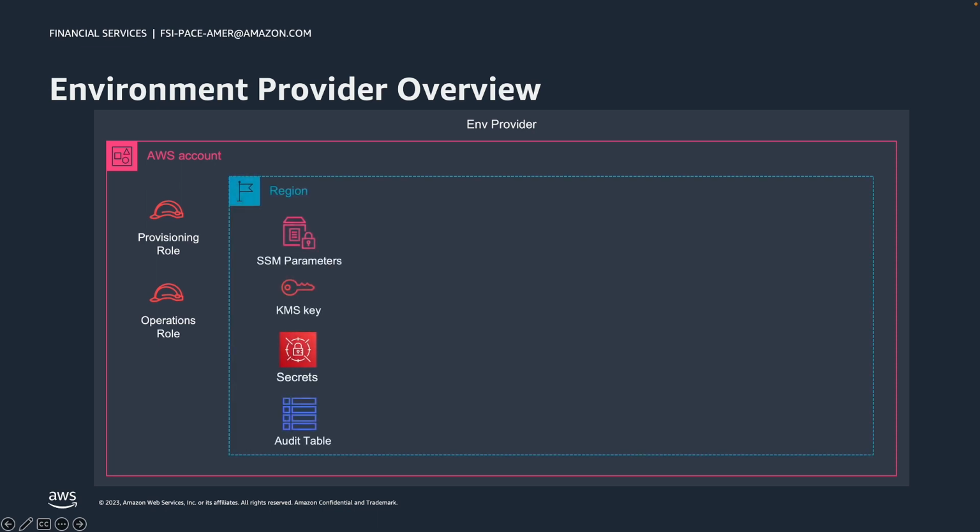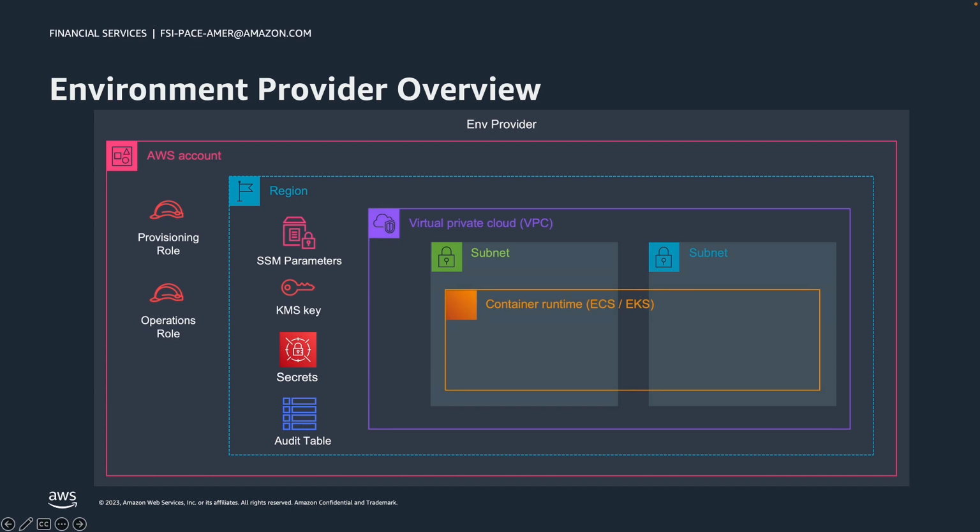An environment provider will also contain region-specific resources. SSM parameters will contain configuration information about the environment, secrets manager stores any secrets, and KMS keys are used for encrypting data. There's also an audit table created for the environment provider, which is used to store audit entries, capturing actions performed against the resources and applications that run in the environment provider.